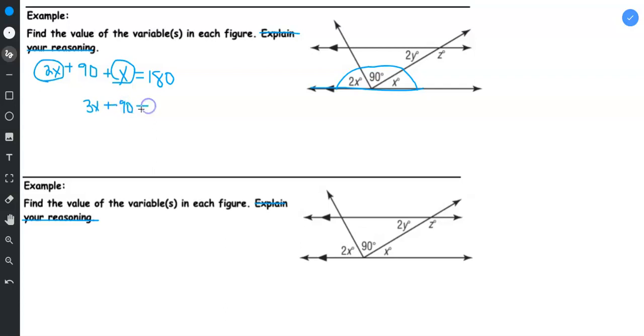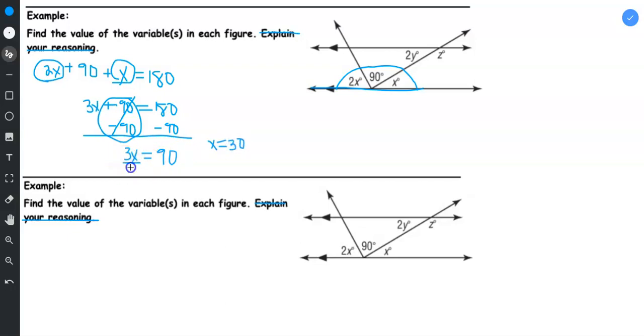Once I complete that first step, it now becomes a two-step equation. I subtract 90 from each side. We're trying to isolate x. Remember, x is only isolated when the coefficient is 1, a positive 1. That's a zero pair, so we're left with 3x equals 90. 180 minus 90 equals 90. And we divide each side by 3, and we get x equals 30.